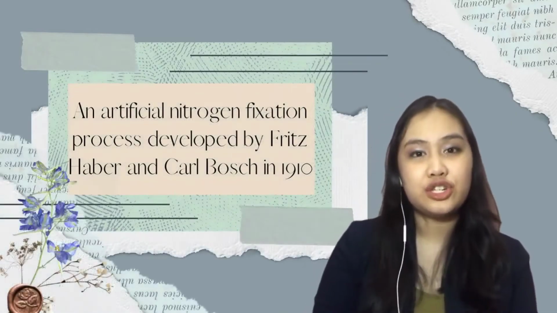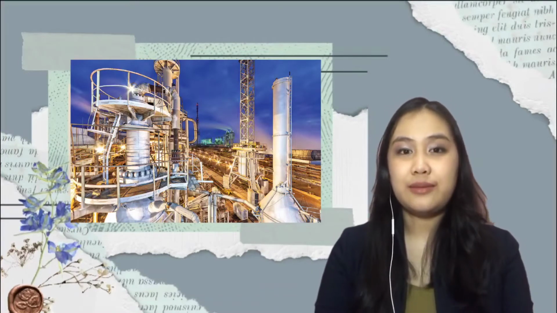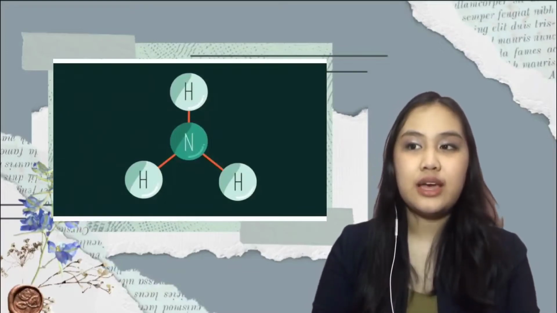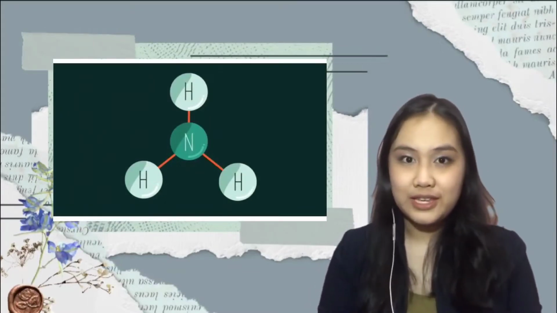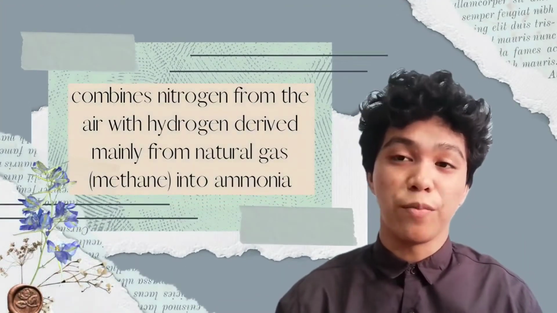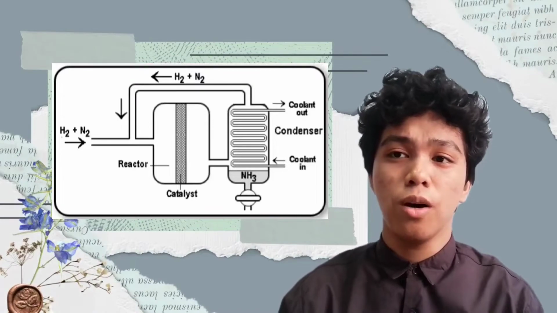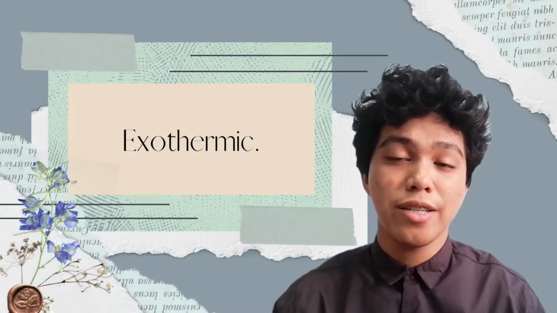The Haber process is an artificial nitrogen fixation process developed by Fritz Haber and Carl Bosch in 1910. In 1912, construction of a plant with a commercial production capacity began at Oppau, Germany. It is a method of directly synthesizing ammonia from hydrogen and nitrogen, which is what we produce in our company. The process combines nitrogen from the air with hydrogen from natural gas methane into ammonia. The reaction is reversible and the production of ammonia is exothermic.